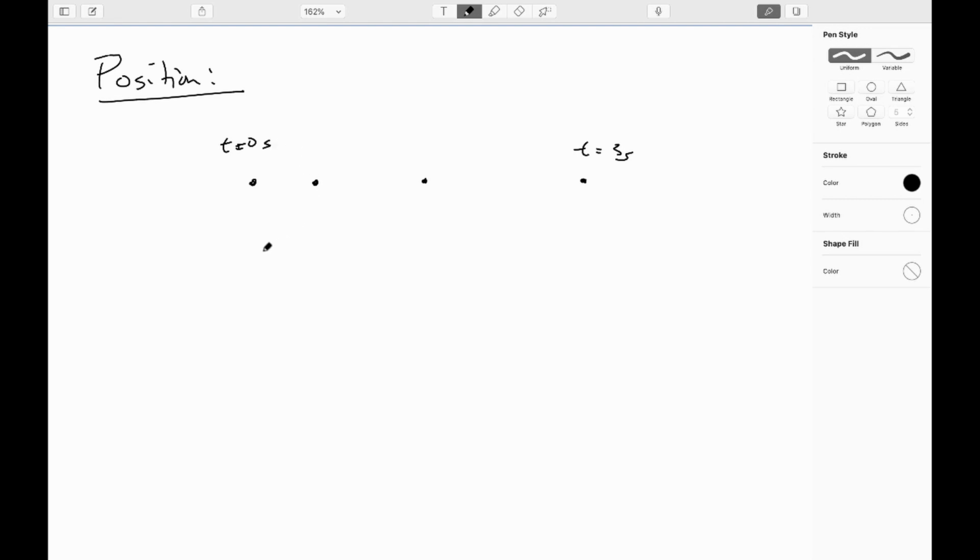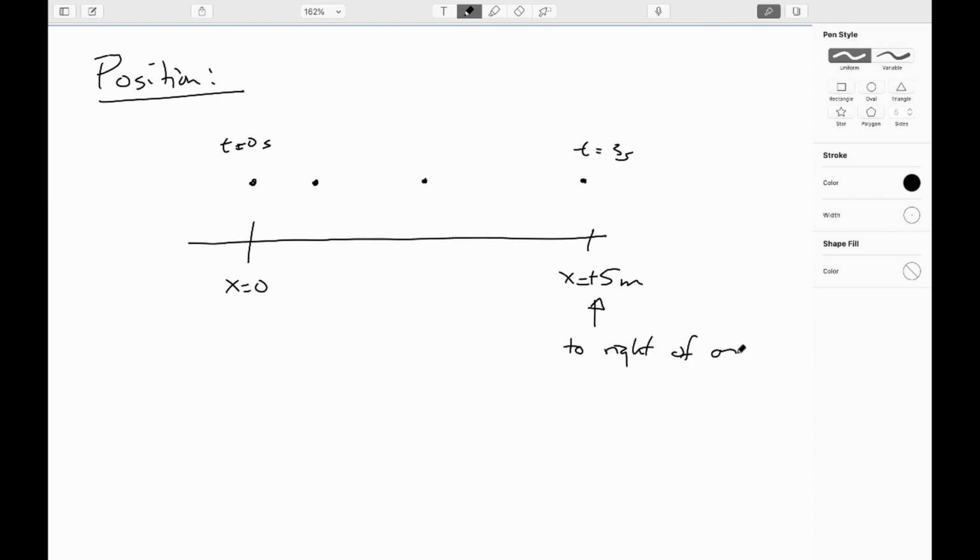But if we wanted to hang a number on it, we could, and this is a very typical choice, we could decide to place x equals 0 at the initial position of the object. We don't have to. There are plenty of choices that we could make, but that would be one choice. And then say over here at t equals 3 seconds, this would be, say, maybe x equals plus 5 meters. And how would I be interpreting that plus sign? It means that I'm to the right of the origin.